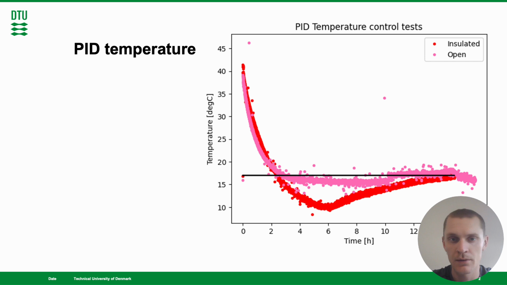What we see here is the plot of the PID control, where we see two different tests, one which was insulated and the other which was out in the open. We see that they both overshoot the target temperature of 17.5, but they both near this 17.5 after a while. We would like to have seen a few more hours to see if the insulated, the red one, could stay around this temperature.